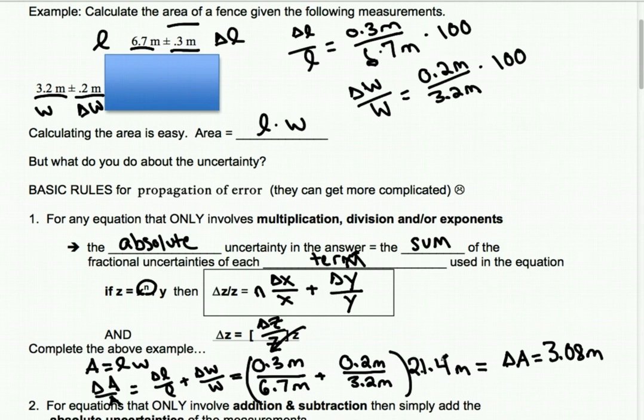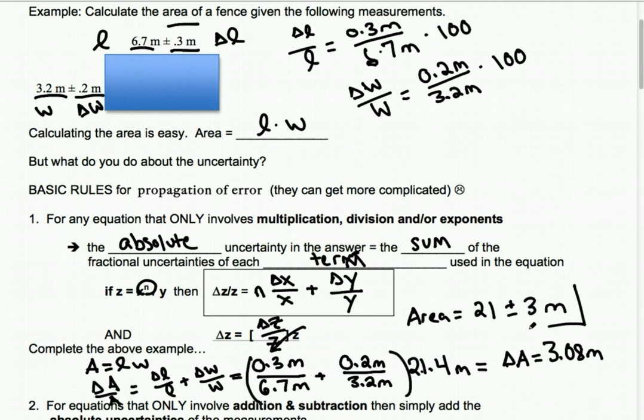And my area is 21.4. So my final expression for my area is going to be 21. I'm going to round to 2 sig figs because each value had 2 sig figs, plus or minus, and I'm going to round this to 1 sig fig, 3 meters.